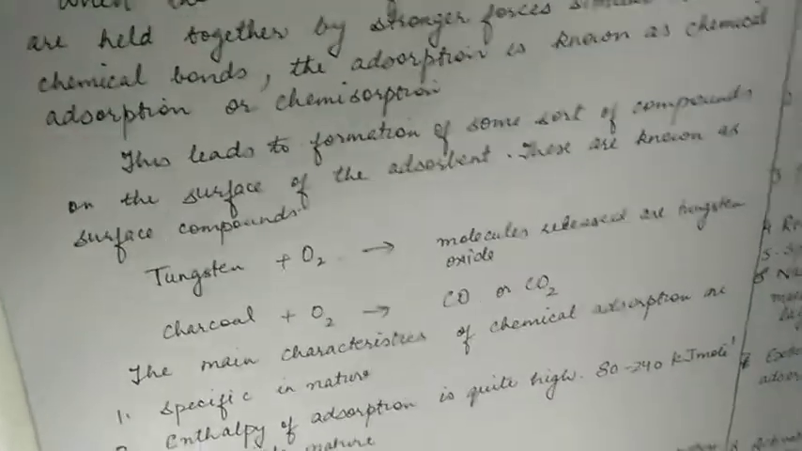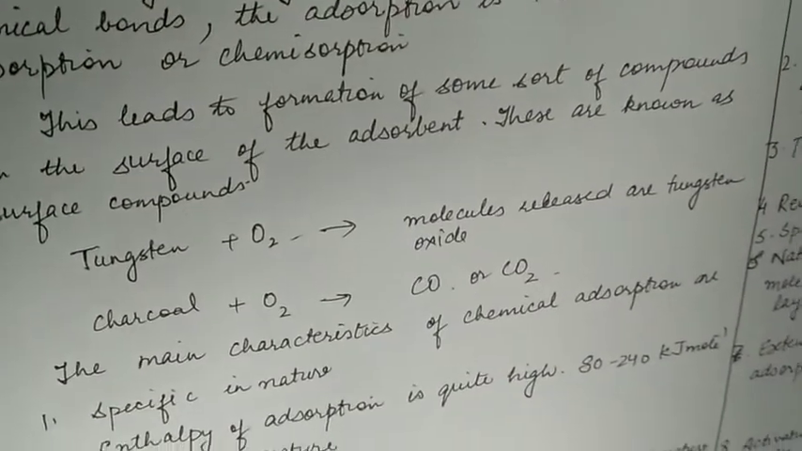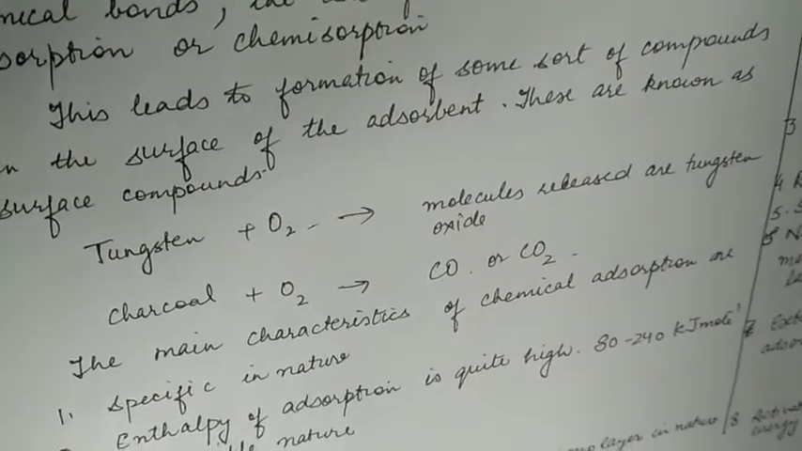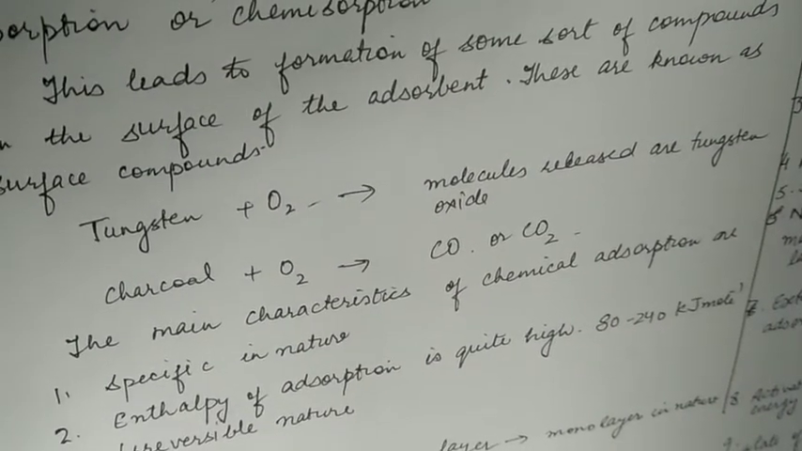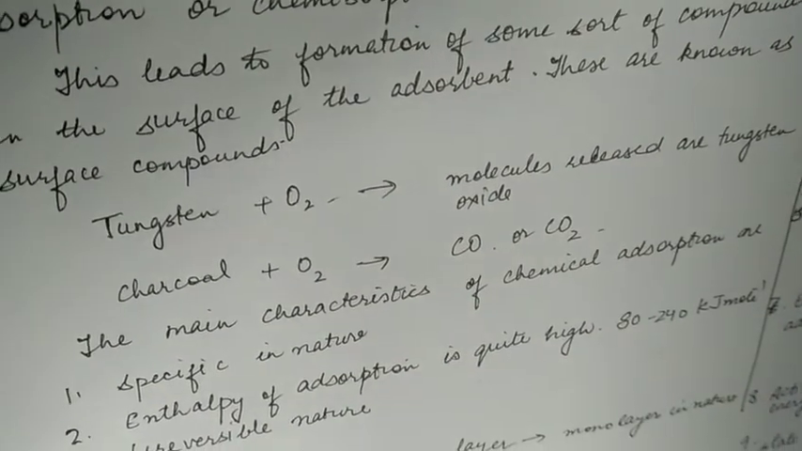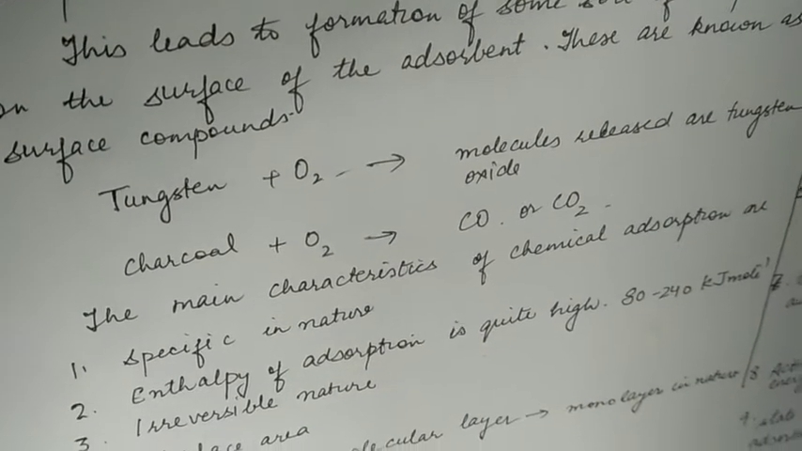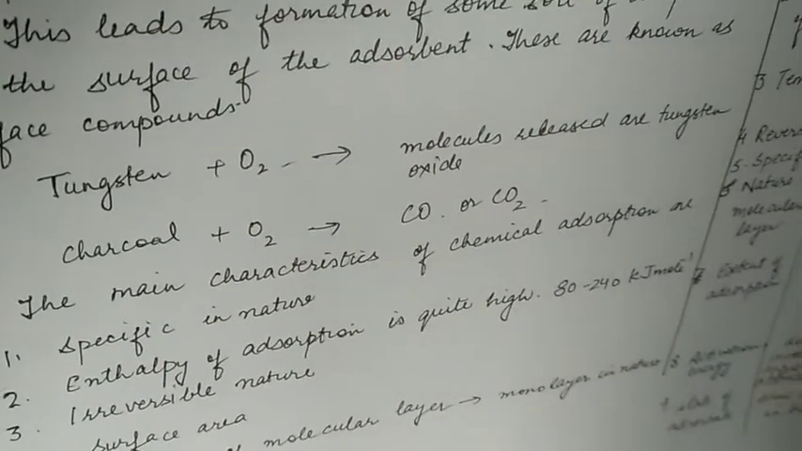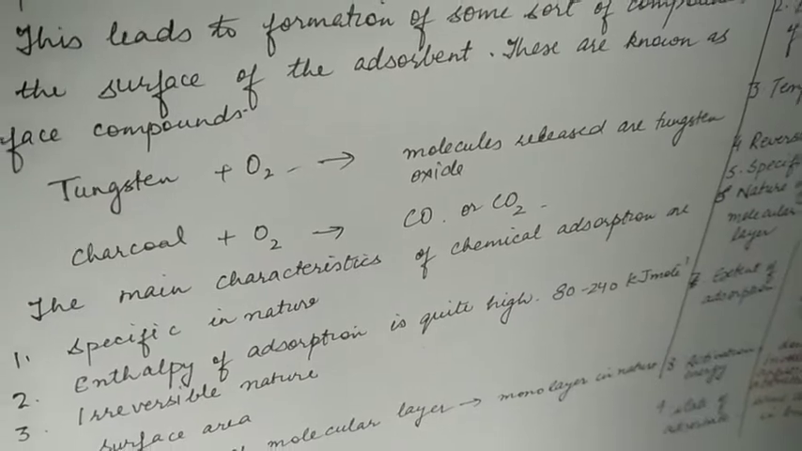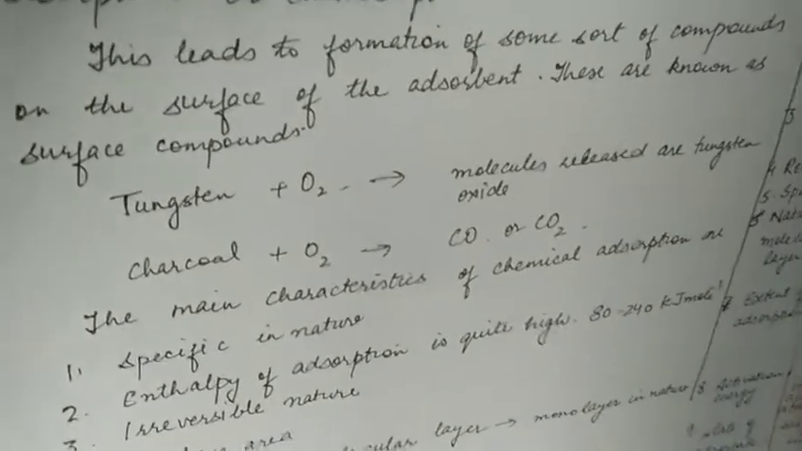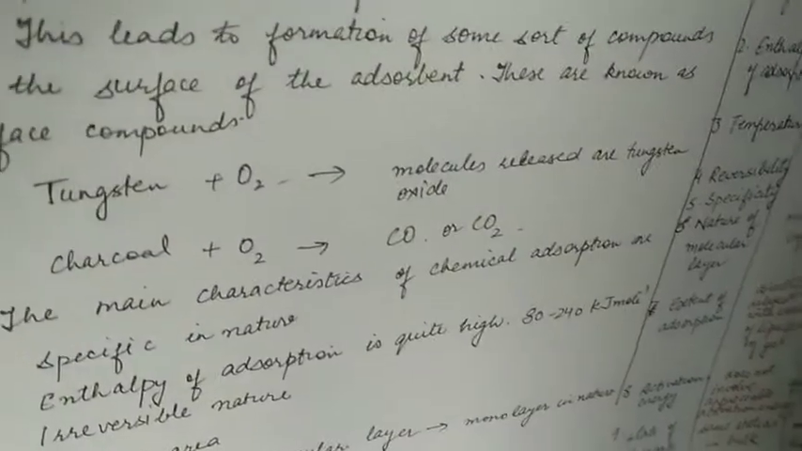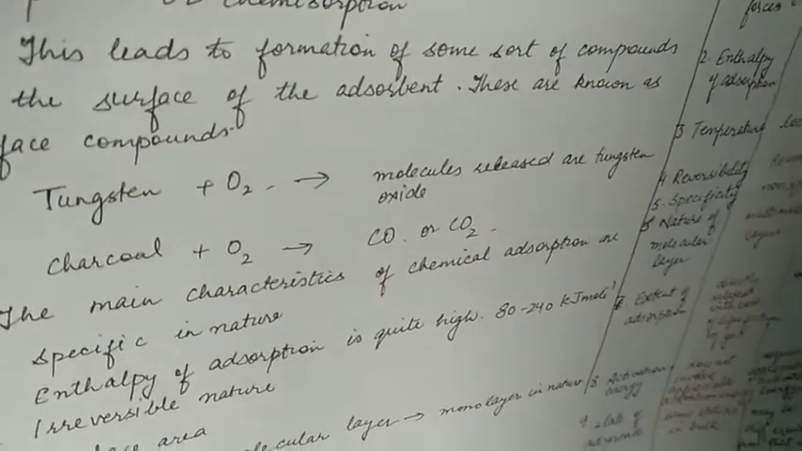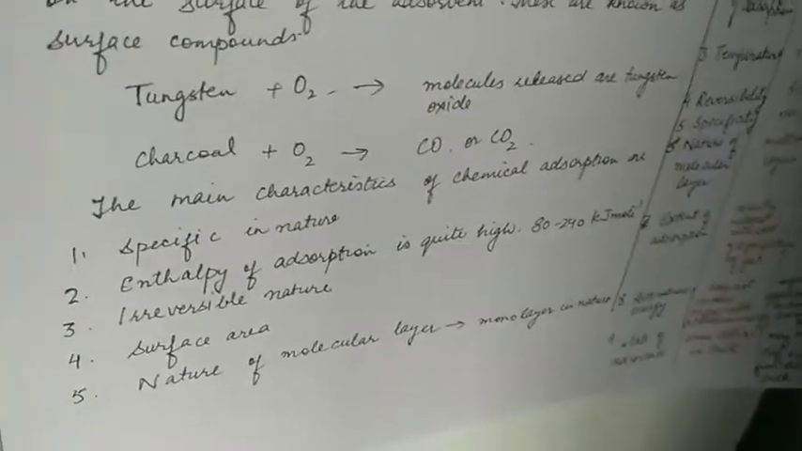For example, when oxygen is adsorbed on tungsten, the chemical bond is formed to such an extent that when the bonds are broken, the molecules which are released are tungsten oxide. That means they have bonded together. And similarly, when oxygen is adsorbed on charcoal, the molecules that come out are carbon monoxide or carbon dioxide compounds.